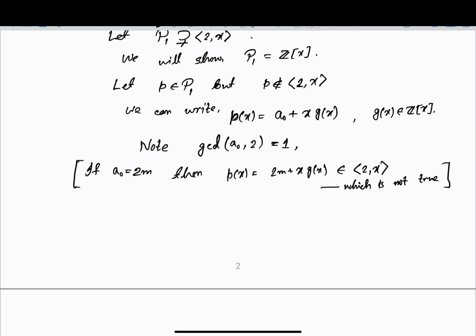So what is the meaning of this? GCD of a naught and 2 is 1 means there exist alpha and beta belonging to Z such that a naught alpha plus 2 beta is 1, right?